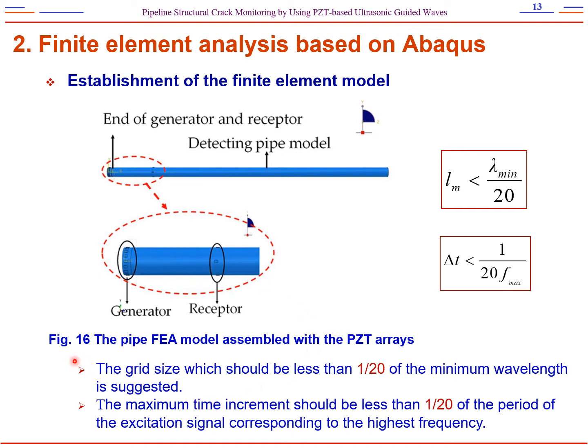The grid size and maximum time increment are very important during the establishment of the FEA model. The grid size, which should be less than 1/20th of the maximum wavelength, is suggested. The maximum time increment should be less than 1/20th of the period of the excitation signal corresponding to the highest frequency.